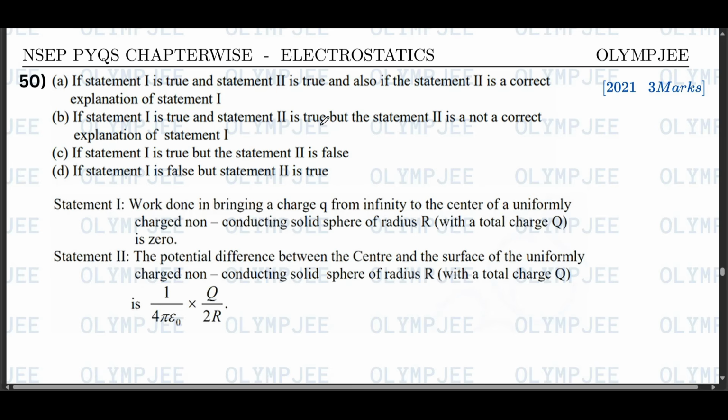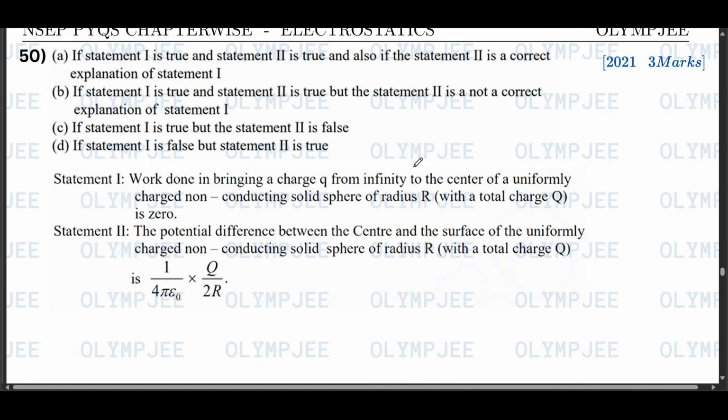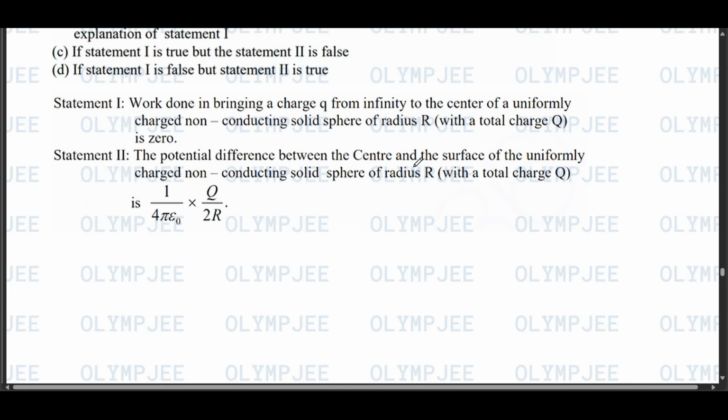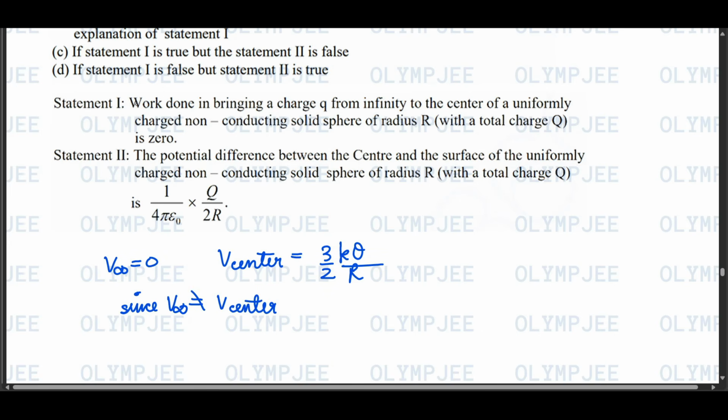Moving on to question 50, we have a statement based question. Statement 1 is: work done in bringing a charge q from infinity to center of a uniformly charged non-conducting solid sphere of radius r is 0. The potential at infinity is 0, but the potential at center is given as 3/2 KQ by R, right? Since the potential at infinity is not equal to potential at center, some work will be done and work will not be equal to 0, so statement 1 is false.